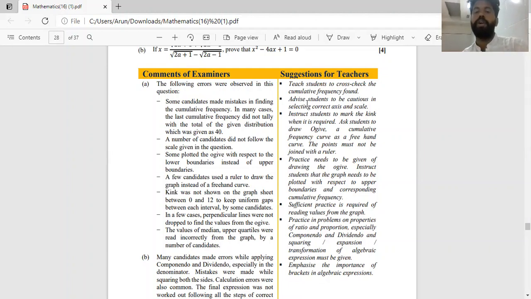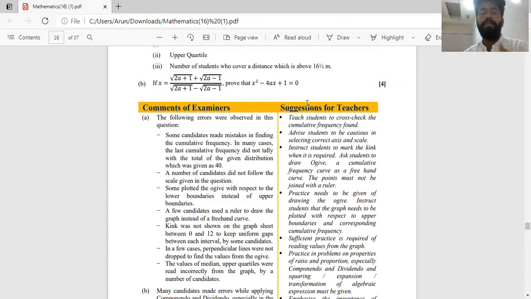These points must not be joined with a ruler. Practice needs to be given for drawing of the ogive. And you need to know that an ogive is always plotted with respect to upper boundaries and cumulative frequencies and not the lower boundaries and cumulative frequencies. So iska dhyan rakhna.